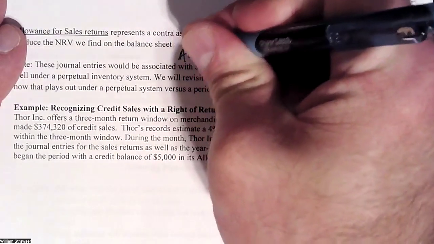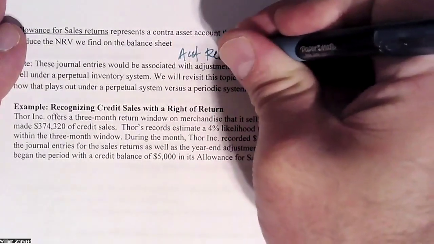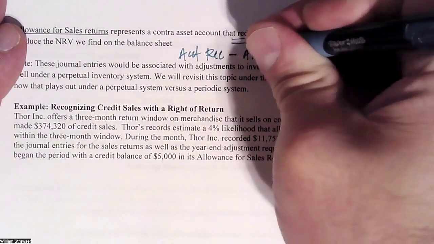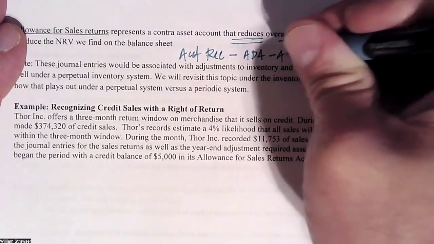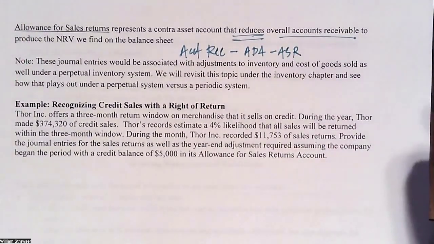So now to find net realizable value, we want to think about three things: accounts receivable, less your ADA, less your ASR. So it's accounts receivable less its allowance accounts.